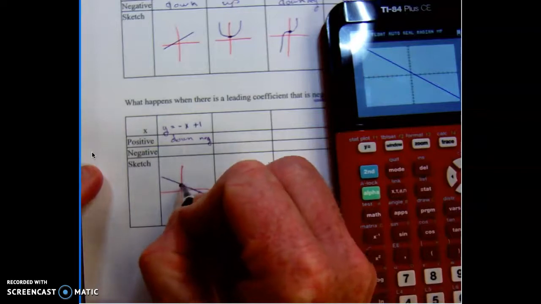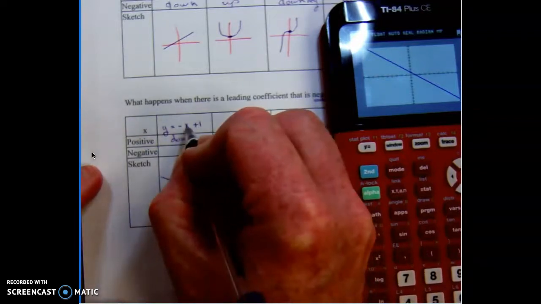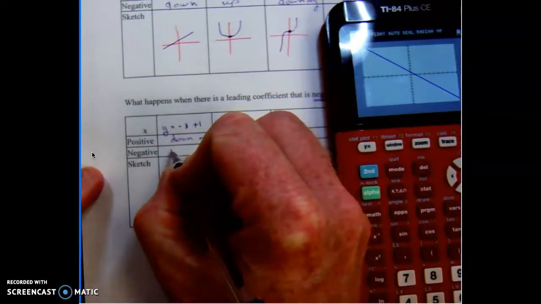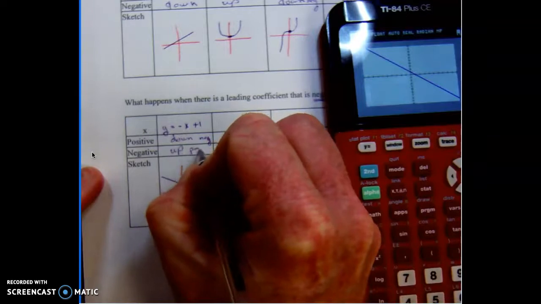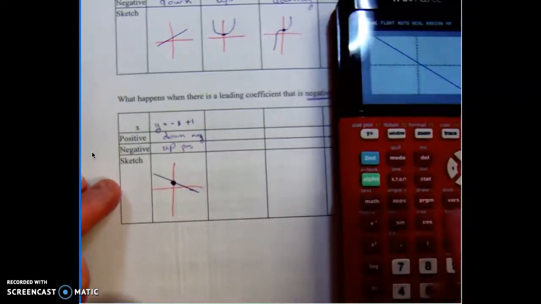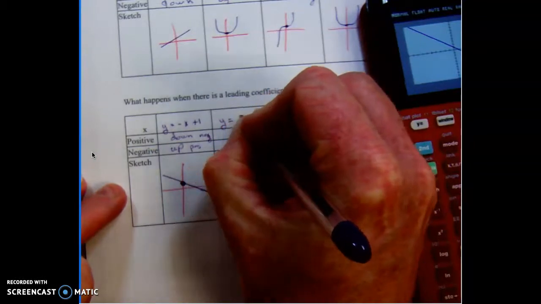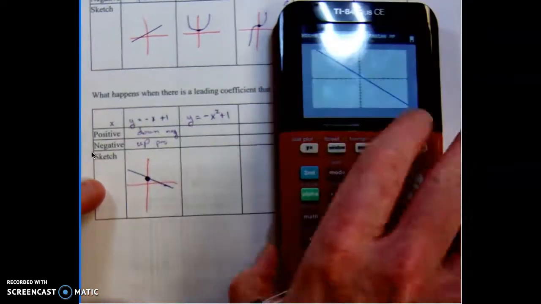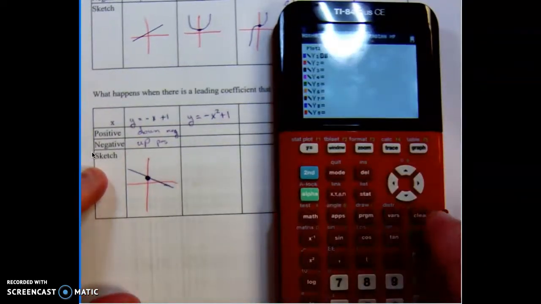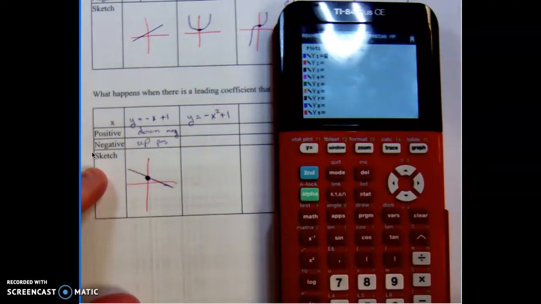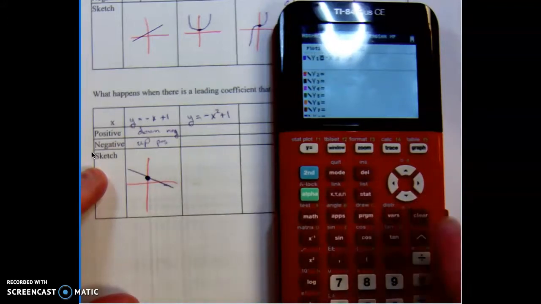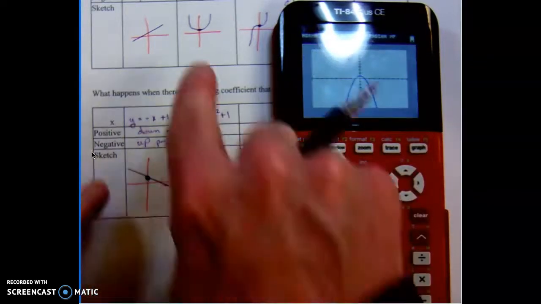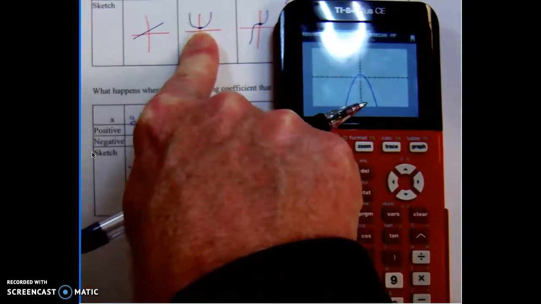And as x goes in the negative direction, if I put a negative in there and then take the negative of it, a negative times a negative becomes a positive, so it's going to go up. Okay, so let's try y equals the opposite of x squared plus 1. So y equals negative x squared plus 1. My graph. So that just took what we had up here and it flipped it upside down.